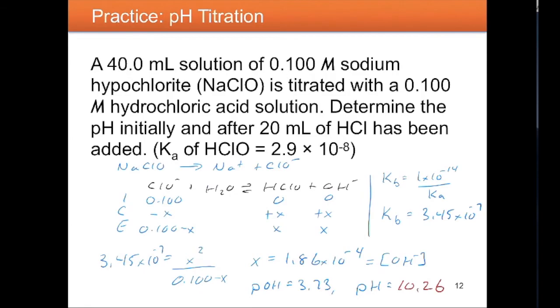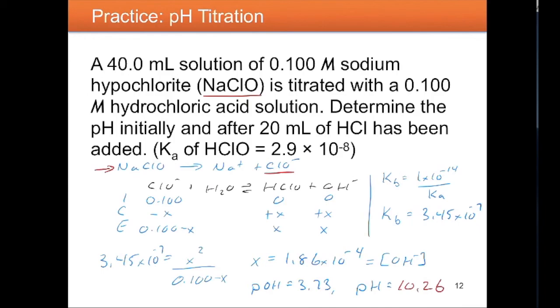The first thing to realize is that we have sodium hypochlorite, and we have to determine how that reacts and what its products are. So that is this first equation here. So we have sodium hypochlorite producing sodium plus and ClO minus. Now, which one of those is going to act as an acid or base? Well, we know that sodium plus is a spectator ion, so that's not going to affect the pH at all. And ClO minus, that looks like a weak base. So that is going to be what we use to determine the pH before any HCl has been added. So again, this is just simply a weak base problem.